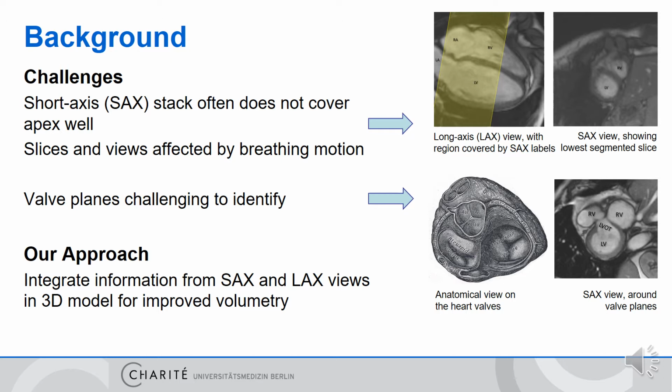In addition, the right ventricular valve planes are challenging to identify. The tricuspid and the pulmonary valve are tilted with respect to the short axis image plane. Contrast between the upper regions of the right ventricle and the left ventricular outflow tract can be poor. The approach to meet these challenges is to not create the quantification from the short axis segmentation alone, but to integrate information from the short axis images and the additional long axis images provided by the challenge in a single 3D model to improve the volumetry.